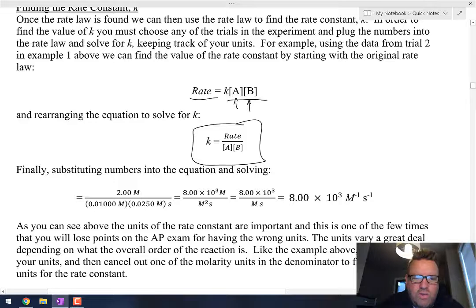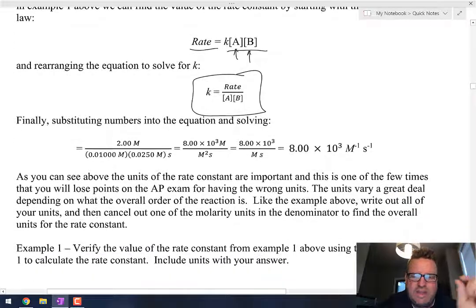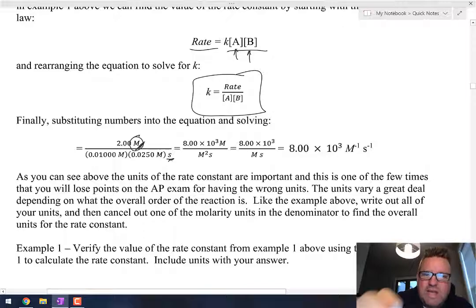Here's where I really want you to notice: when we talk about the rate constant, this is one time where they will give you credit or not give you credit if your units are wrong. In general, they don't care about units on the AP test. But with rate constants, they do, because those units can change. So notice what I did here: I have 2 molar per second. So there's my molarity on the top. It's molarity per second. That was my rate.